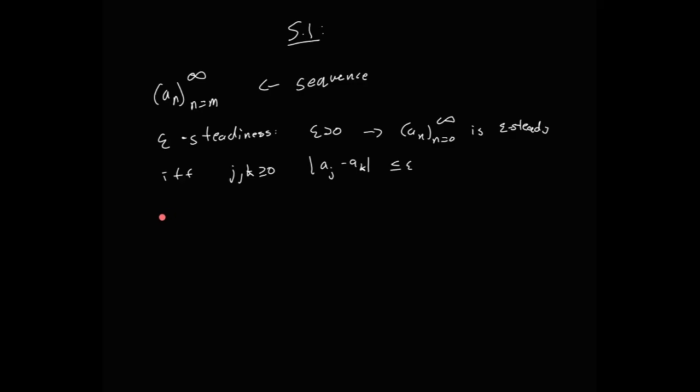And now we see that a Cauchy sequence is a_n, n equals 0 to infinity, that is eventually epsilon steady. So we say that a Cauchy sequence is a sequence that's eventually epsilon steady for every epsilon greater than 0.